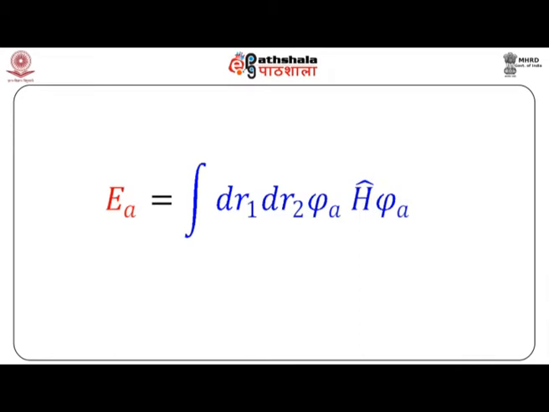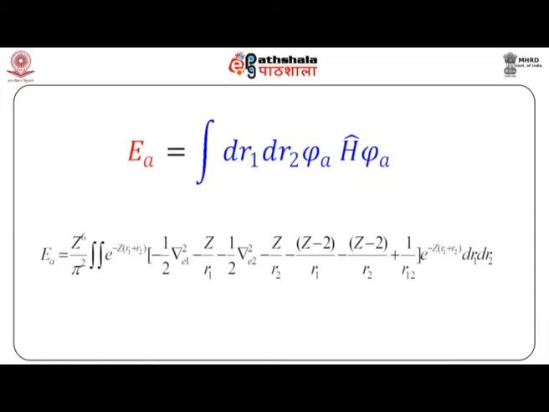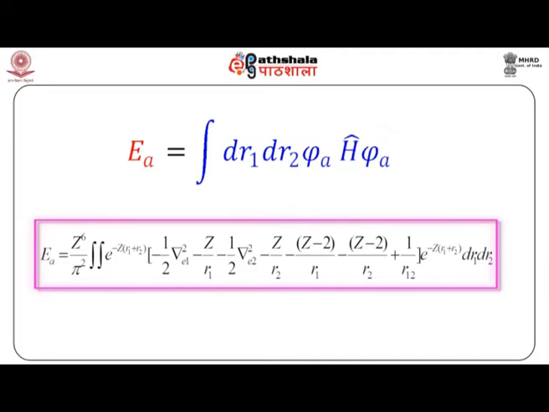Substituting the trial function and Hamiltonian in equation 16 gives us equation 16a for approximate energy, which is Ea equals z to the power 6 by pi square into double integral e to the power minus z into r1 plus r2 into minus 1 by 2 delta 1 square minus z by r1 minus 1 by 2 delta 2 square minus z by r2 minus z minus 2 by r1 minus z minus 2 by r2 plus 1 by r12 into e to the power minus z into r1 plus r2 dr1 dr2.